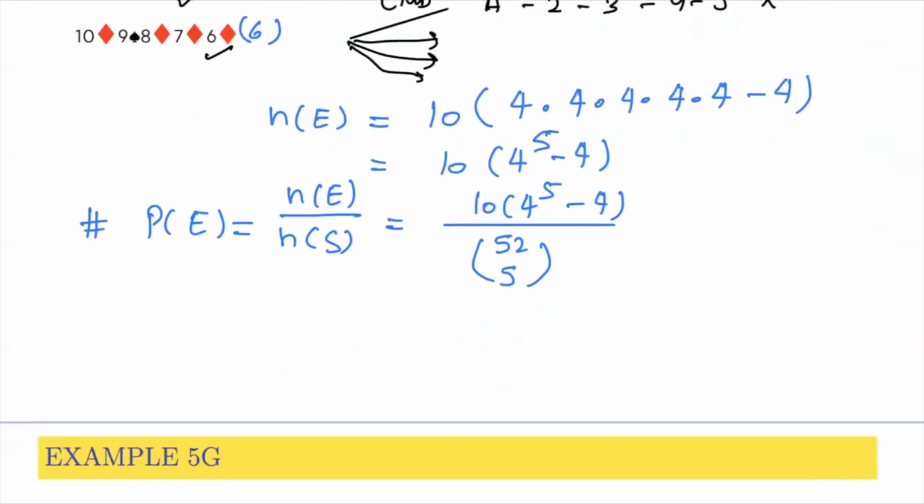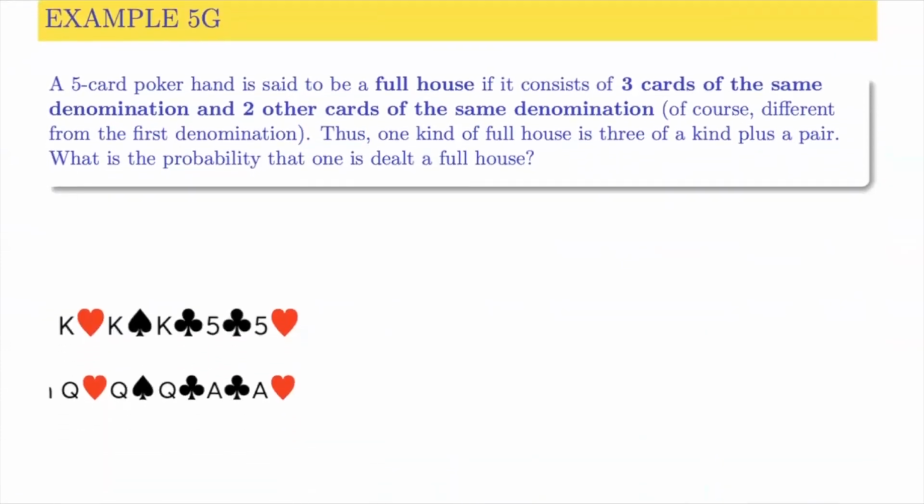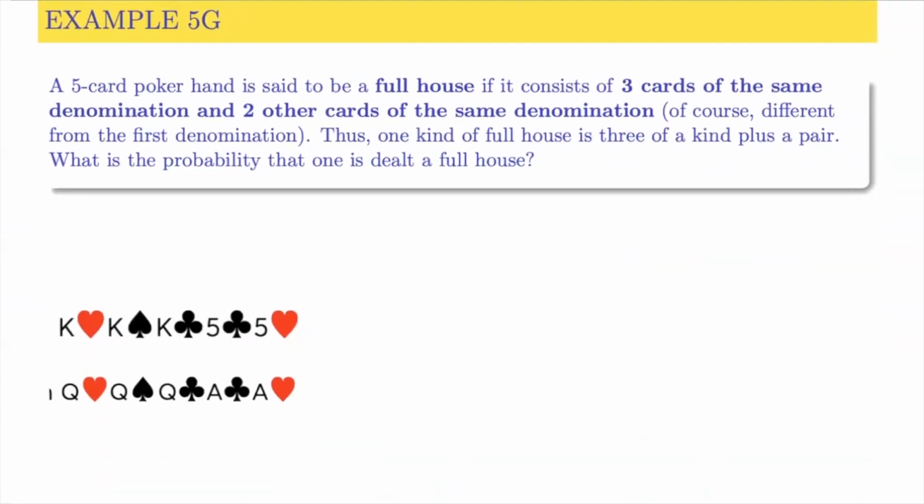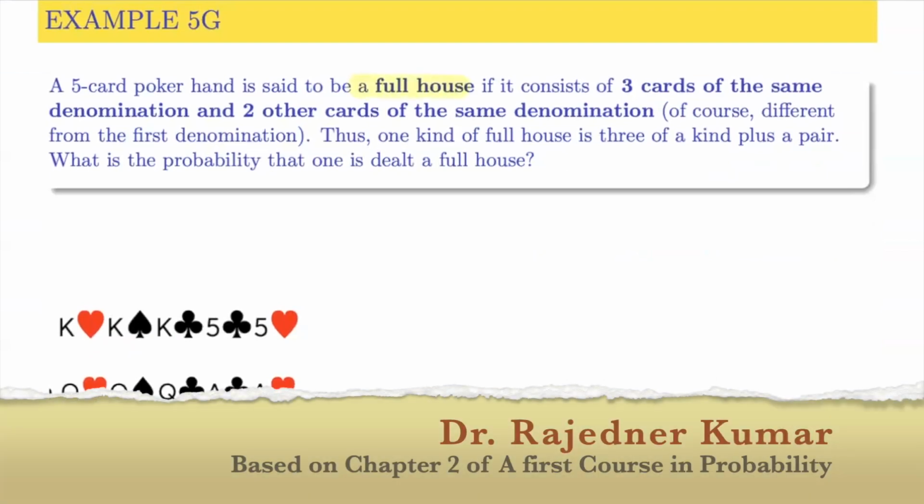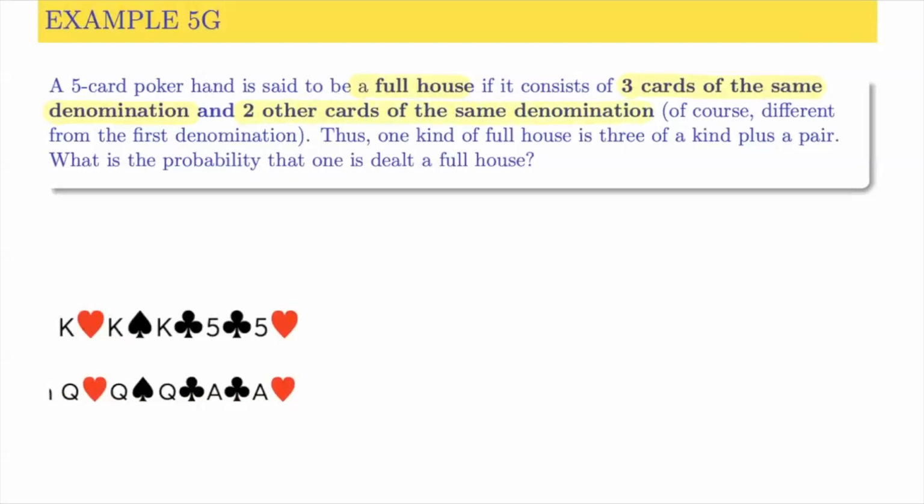So let us go to the next question. It is 5G. In 5G, read the question. A 5 card poker hand is said to be a full house. Last time was straight, this is a full house. If it consists of 3 cards of the same denomination and 2 cards of another denomination. Thus, one kind of full house is 3 of a kind plus a pair.